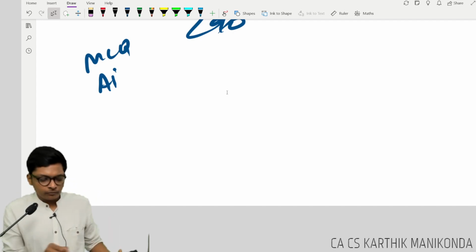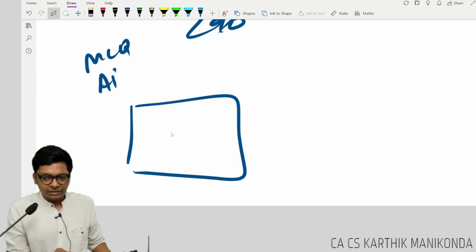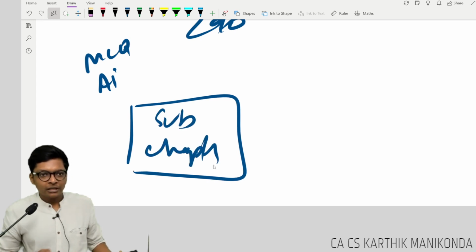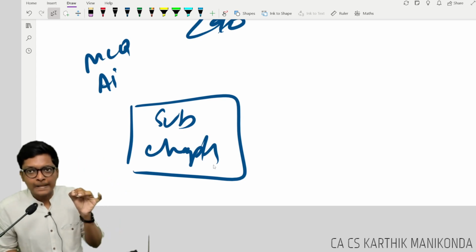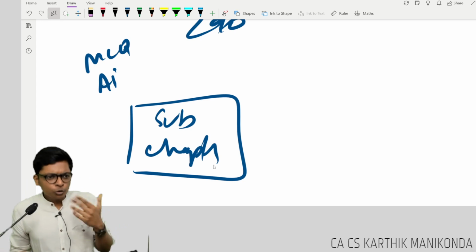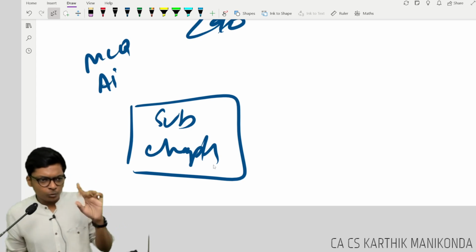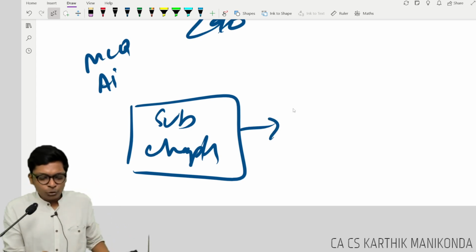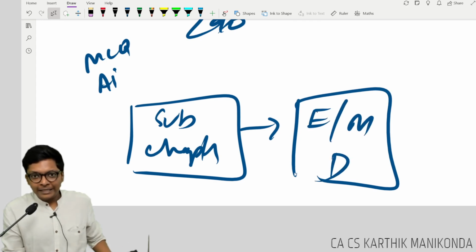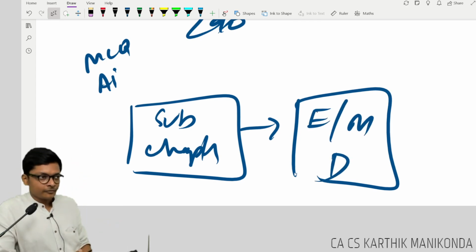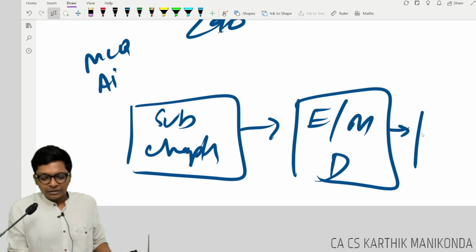Student can log in, go choose the subject and choose the chapter. Sir, I am choosing subject as advanced accounting, choosing chapter as consolidation. Can you choose multiple chapters? I don't think so. One chapter you can choose. Then you can choose easy, medium, difficult. One drop down will come. Then you should click on that. That's it. Generate.